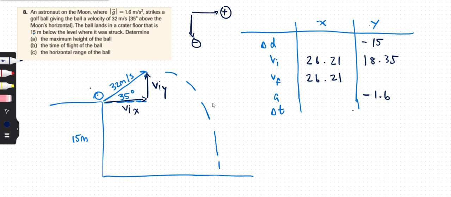Now we can start to solve the first part of this question, the maximum height of the ball. So whenever you're looking at these, you need to have at least 3 of these to get any other one. And right now for x, we only have 2, the initial velocity and the final velocity. But in the y column, we actually do have 3 things. So that means we can basically solve whatever we need to solve. And right now, this d right here is not going to help us because we are looking for the maximum height of the ball.